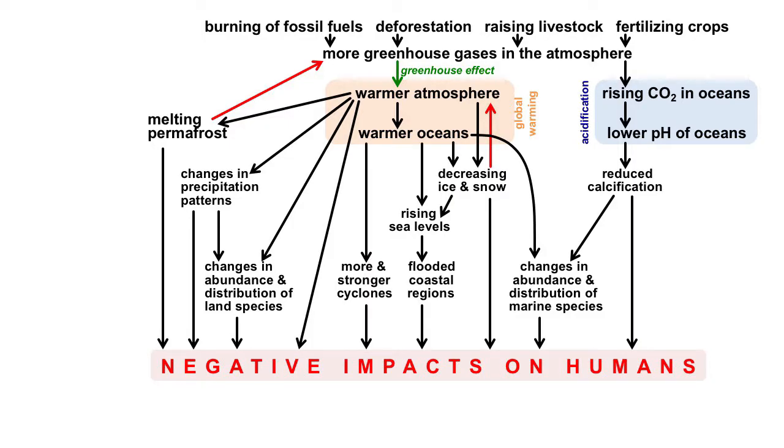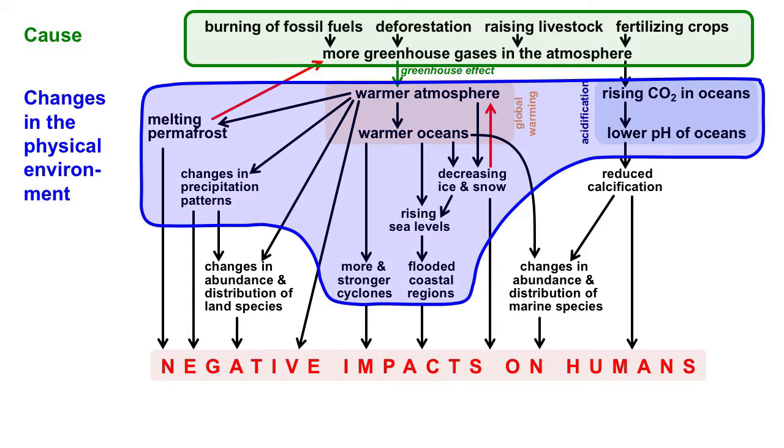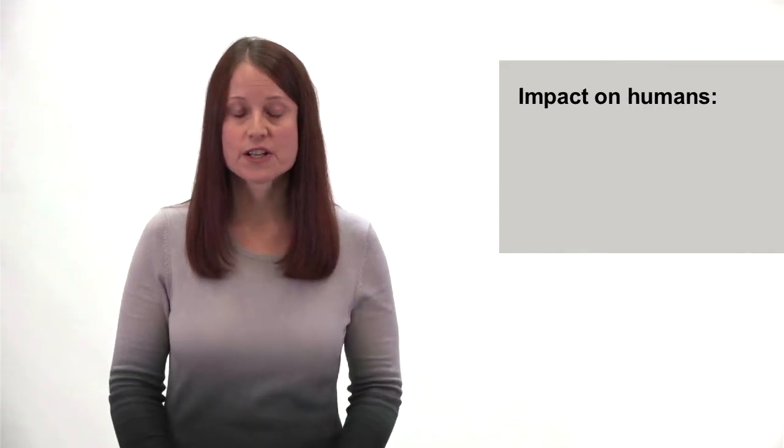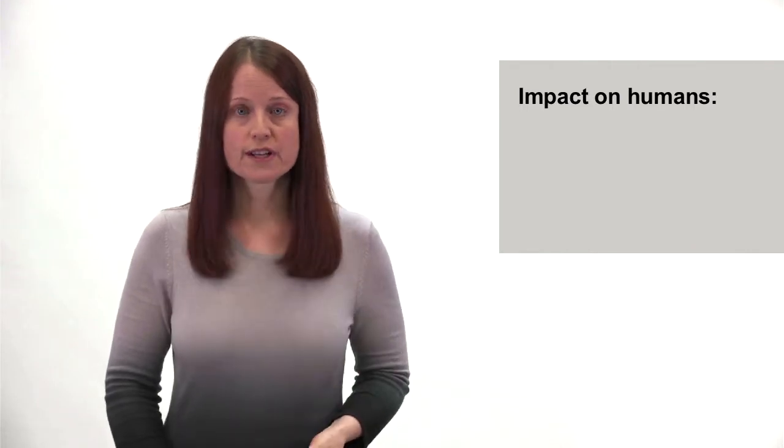So this was an overview of most, but not all of the effects that climate change has on our physical and biological environment. To summarize this graph, we have the emission of too much greenhouse gases as the cause of changes in the physical environment, and these have direct and indirect effects on humans and other species. Some changes caused by climate change can be positive for humans, some depend on the view, but most are negative.